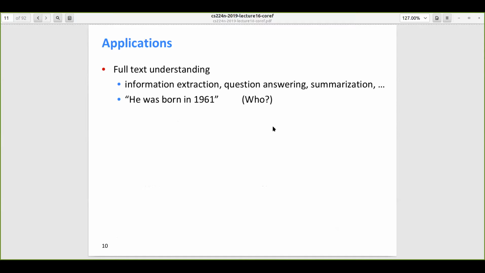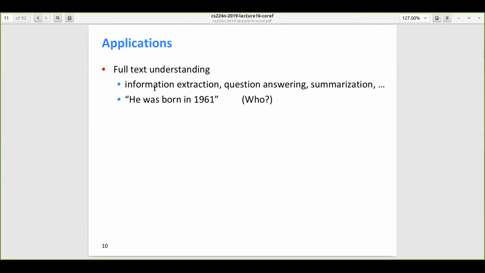So what are the applications of coreferences? One is full text understanding, information extraction, question answering, summarization. Given an example like he was born in 1961, we would definitely want to know who the word he is referring to. So to understand who exactly he refers to here, we need to know to what entity it is actually referring back to.